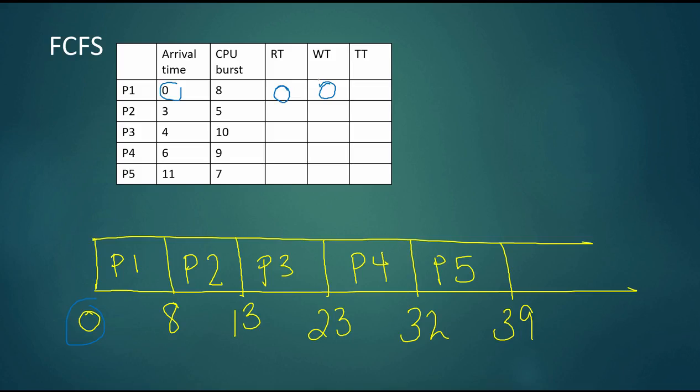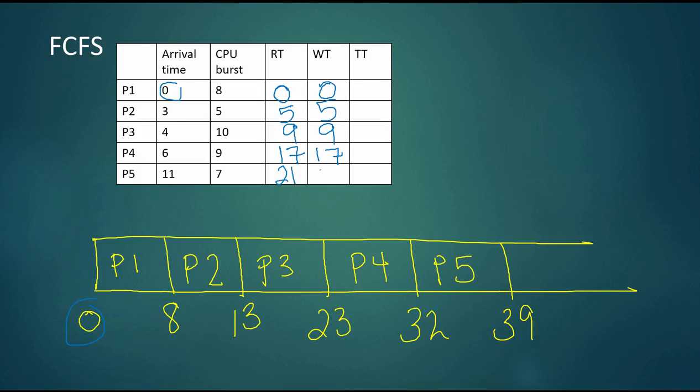But in future exercises, you will see where the response time and the wait time will not be the same. P2 arrived at time 3, first got the processor at time 8, so P2's response time is 5. P3 arrived at time 4 and first got the processor at time 13, so it's 9. P4 arrived at time 6, first got on the CPU at time 23, so the response time is 17.